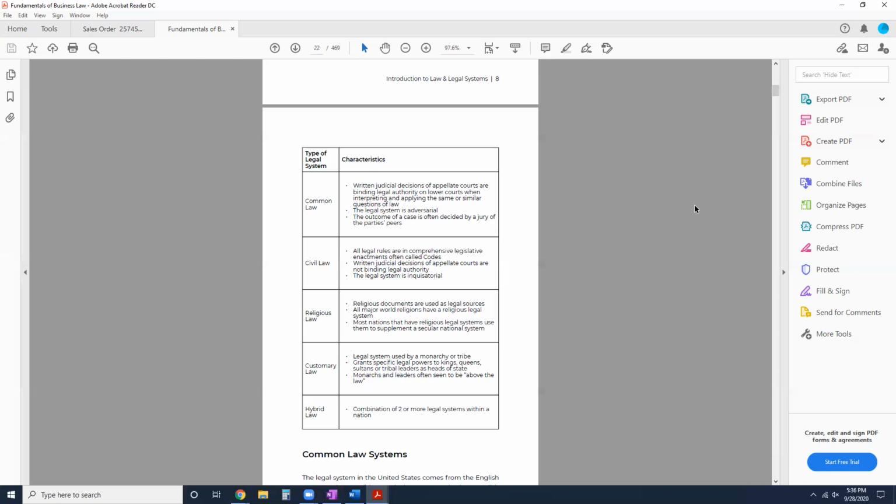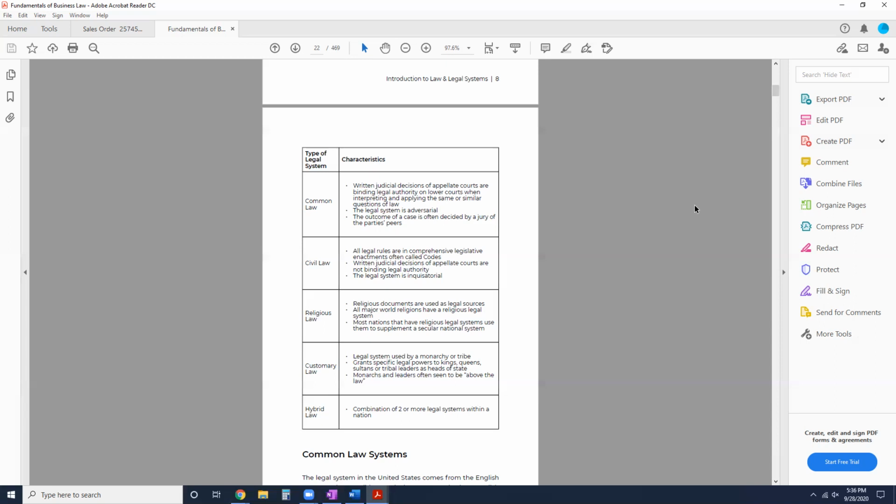Now, within common law countries, you're going to discover that we have an adversarial system. Adversarial system means that the judge doesn't actively get involved in a specific case, trying to ask questions, trying to interrogate witnesses, trying to force witnesses to show up to the stand. The judge's role is simply to sit back and play the role of an umpire.